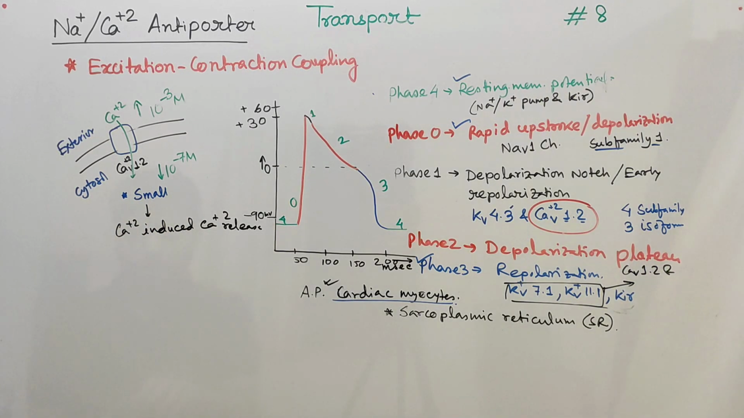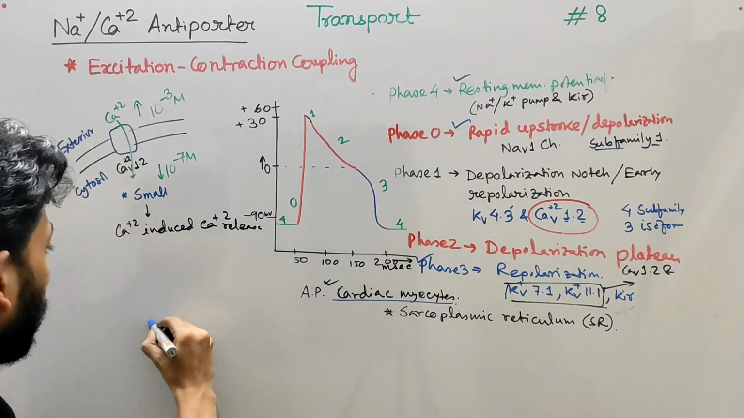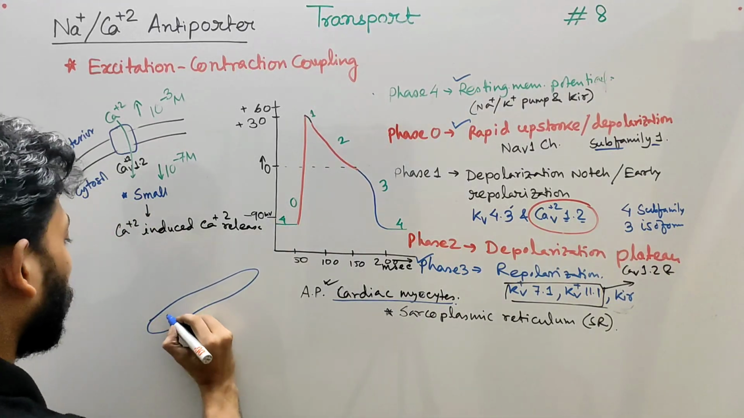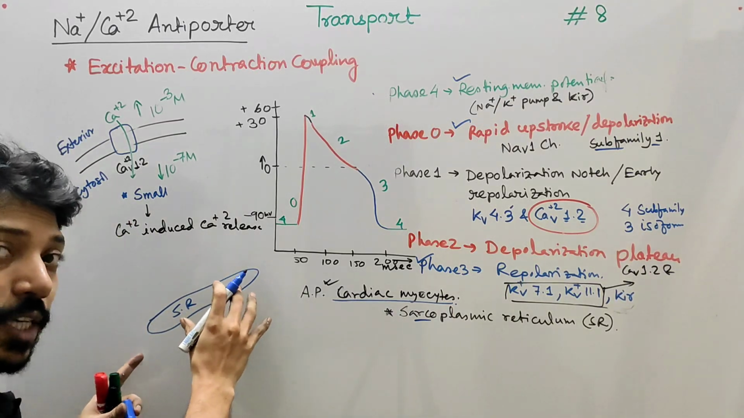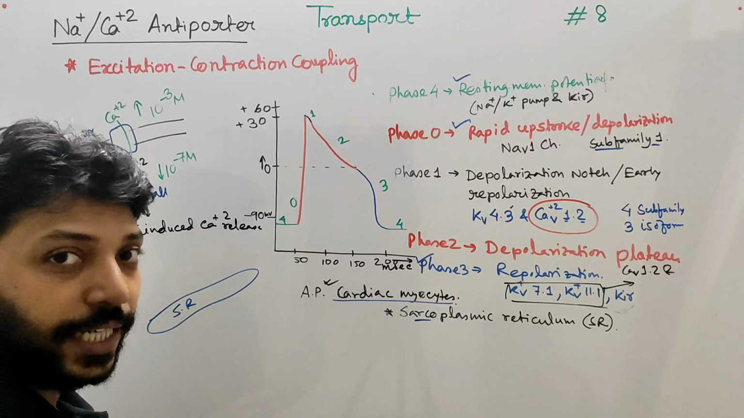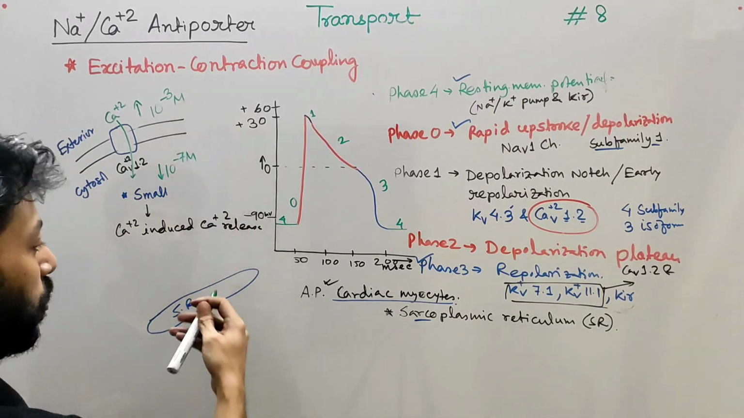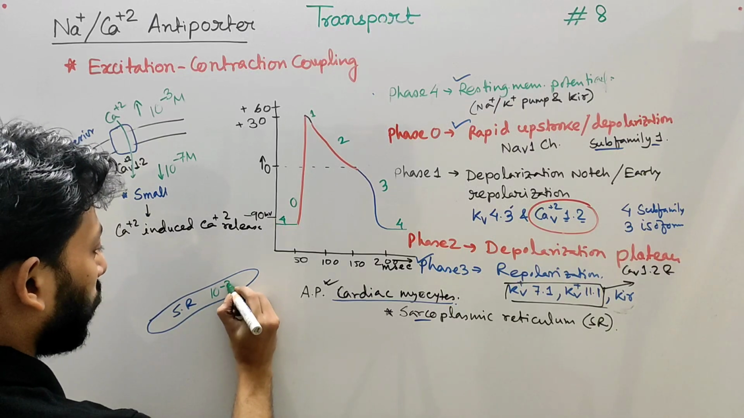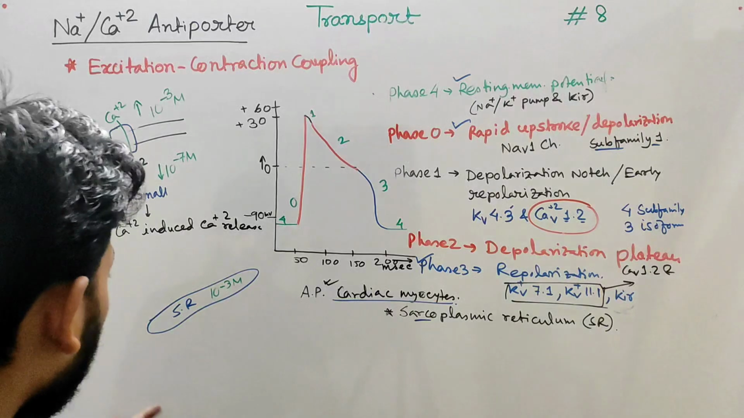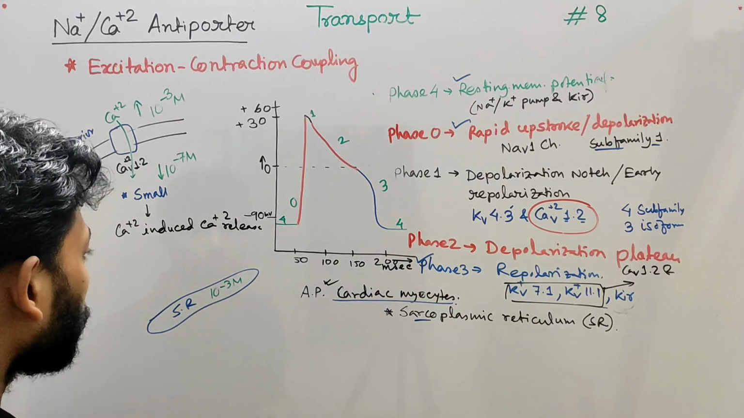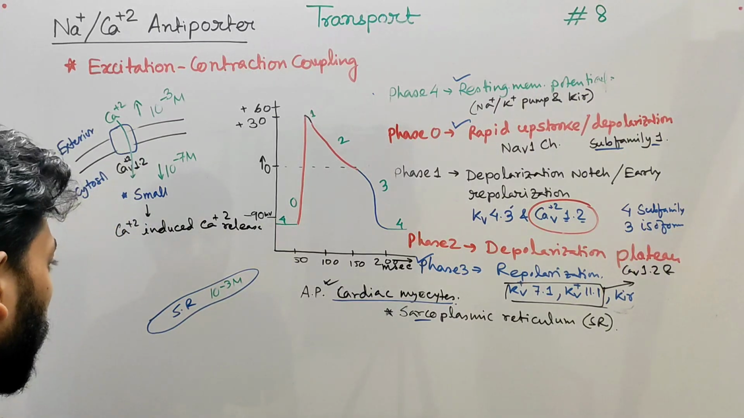How does it occur? Basically in all muscle cells like cardiac muscles or skeletal muscles, there is an intracellular organelle called the sarcoplasmic reticulum, as I have mentioned here. This intracellular organelle actually stores calcium. Here the concentration of calcium is just like the concentration outside, that is 10 to the minus 3 millimolar. So more calcium is actually stored inside the sarcoplasmic reticulum.